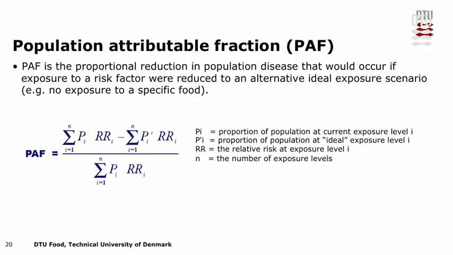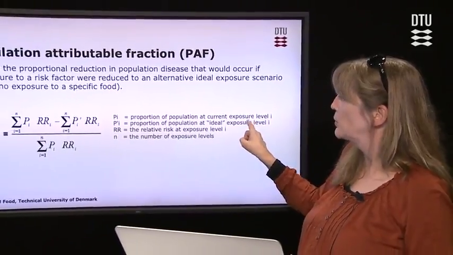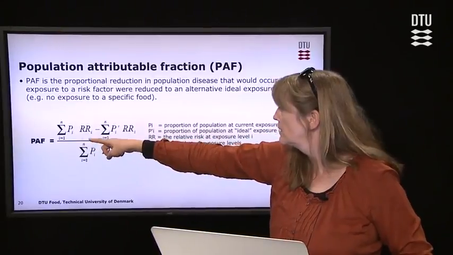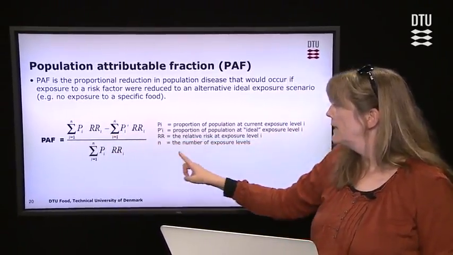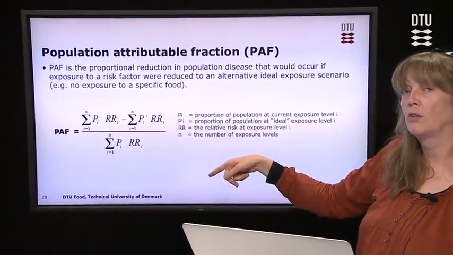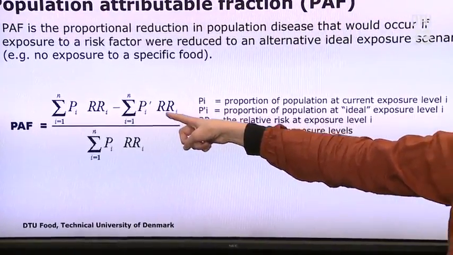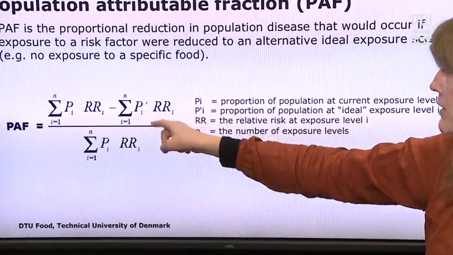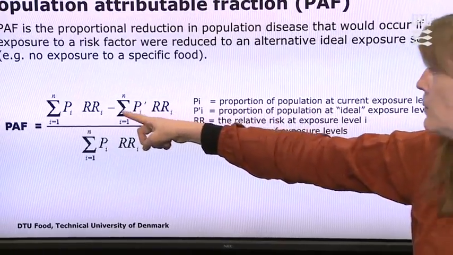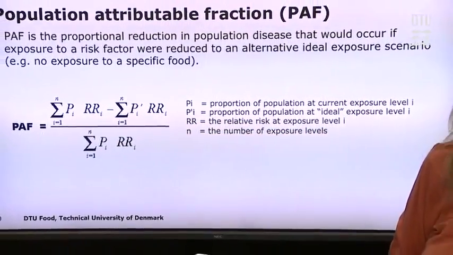And it's calculated using this formula. So you have the proportion of the population at a current exposure level over here, and you multiply that with the relative risk, and you summarize across a number of exposure levels. In our studies, we will usually only have 2 levels, exposed or not exposed, but there might be other levels if we talk about continuous data. And then you subtract the same measure, but just using an ideal exposure level, and then you divide it again with this measure over here, and that will give you the population attributable fraction.